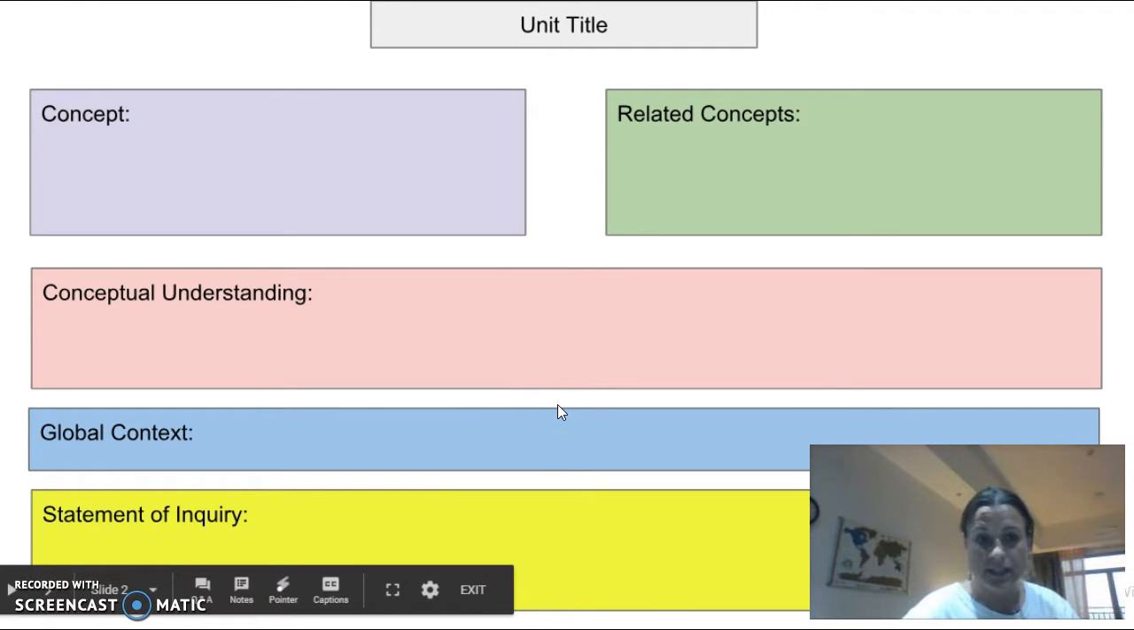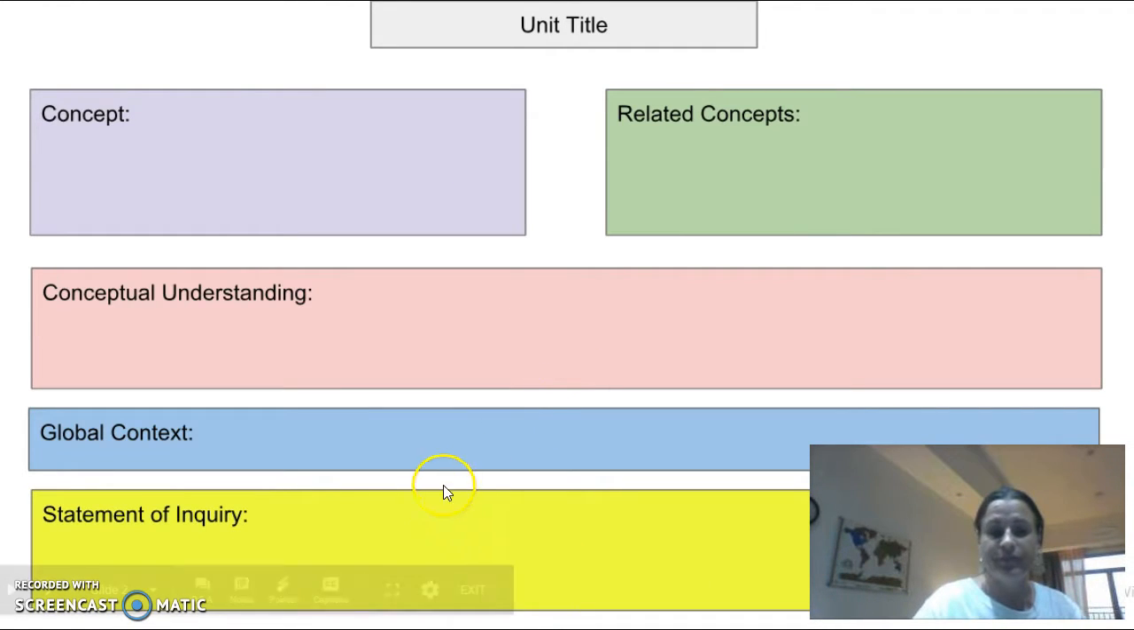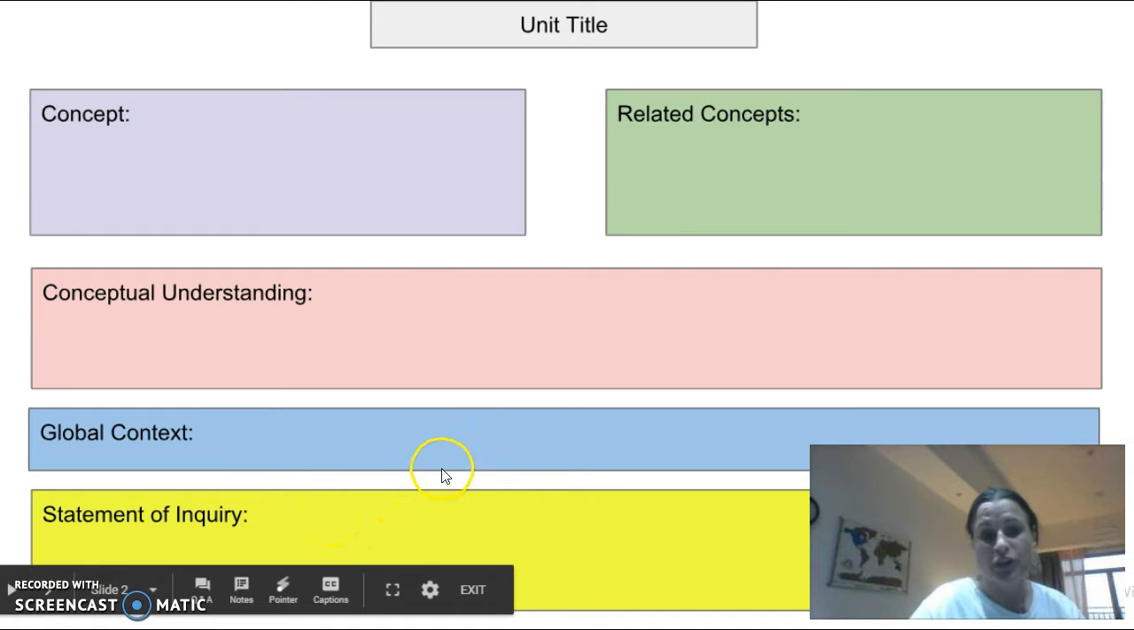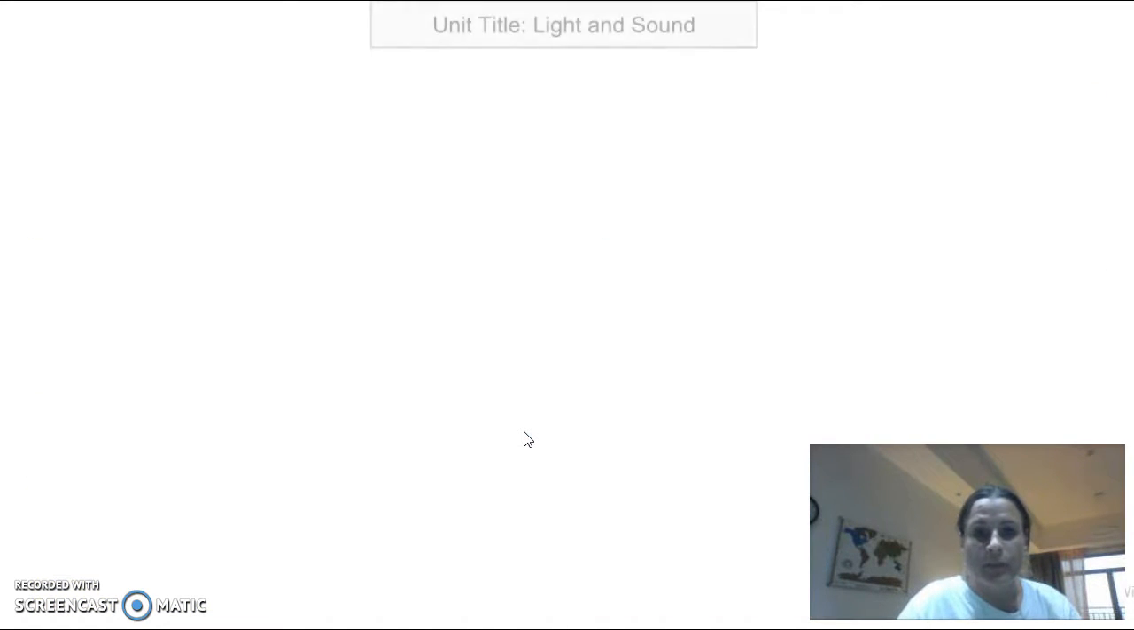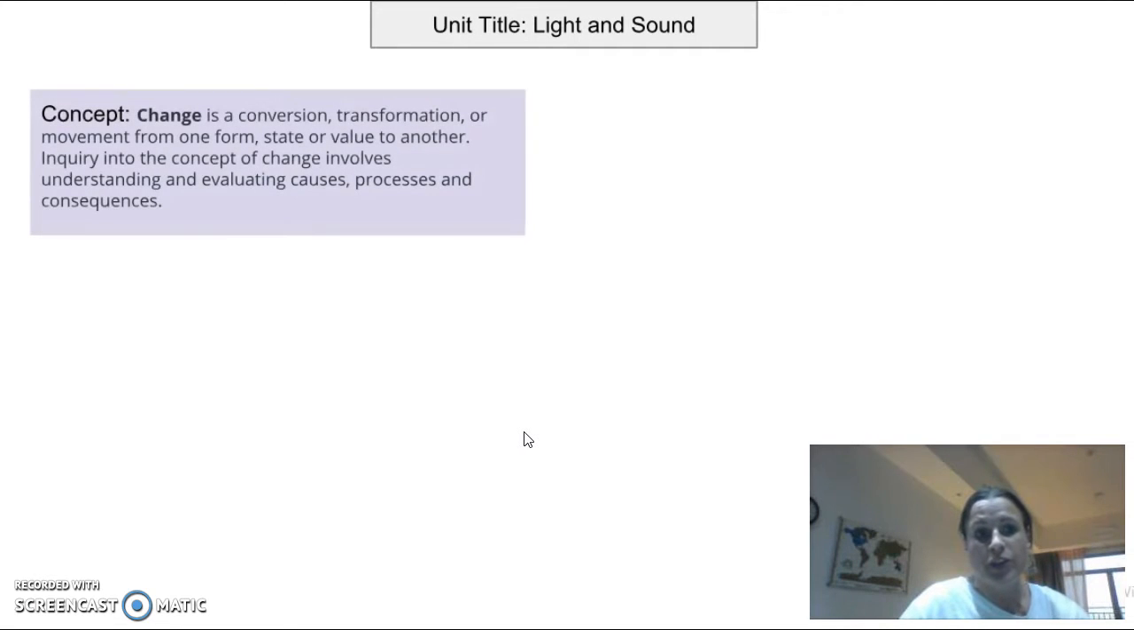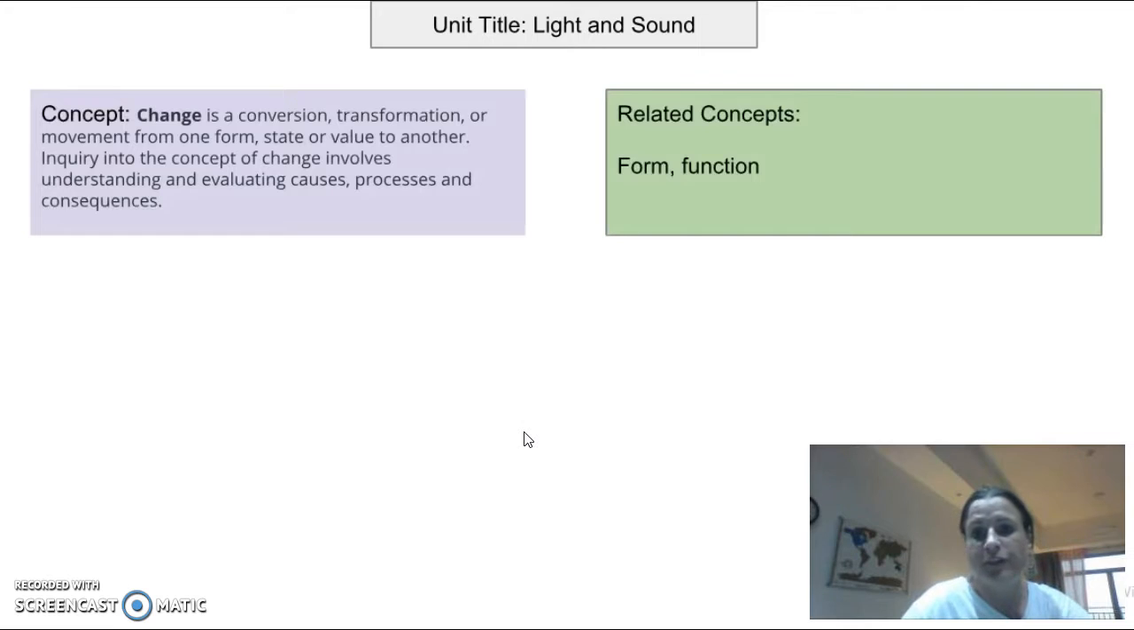Something that we didn't realise is that the statement of inquiry should also include the global context. So I'll just take you through an exercise that me and Imogen have done for one of the grade 6 units, and then hopefully you can do this for Unit 2 for your topic as well. So the unit title was Light and Sound. We chose the concept as being change, and the related concepts were form and function. So pretty easy so far.